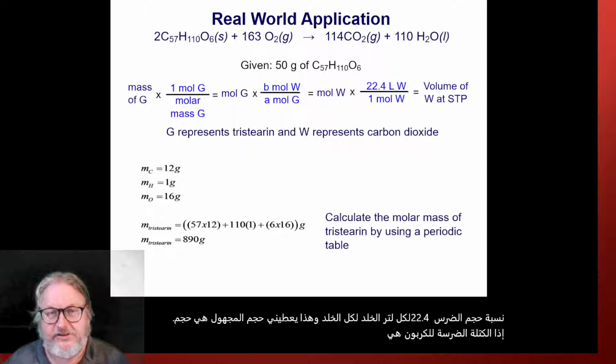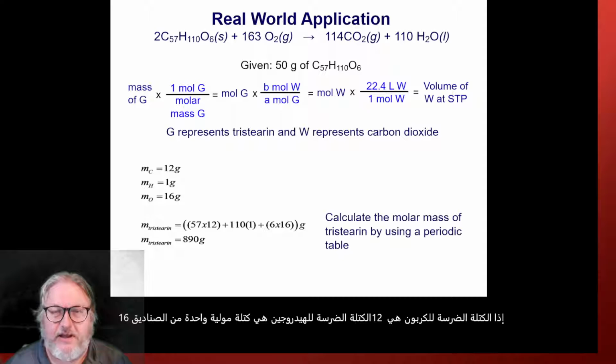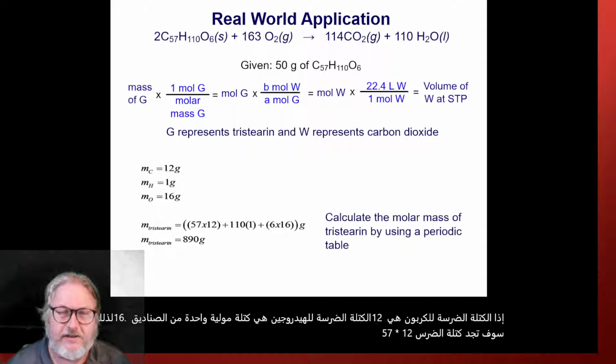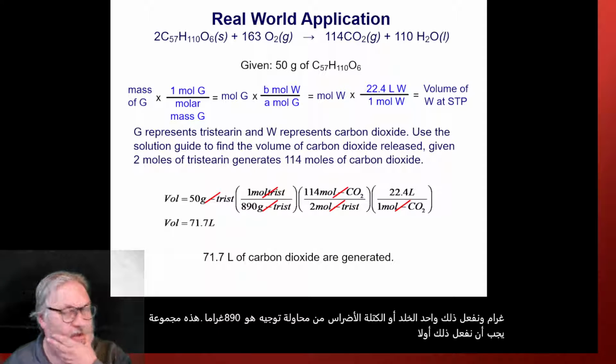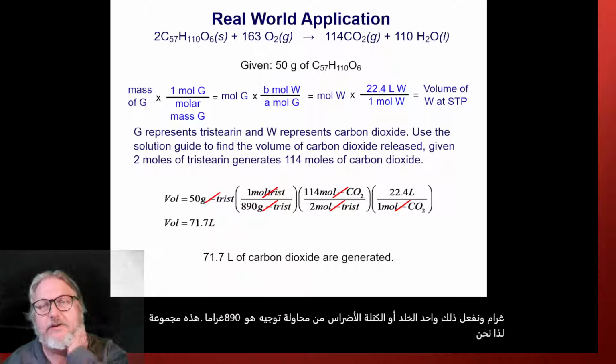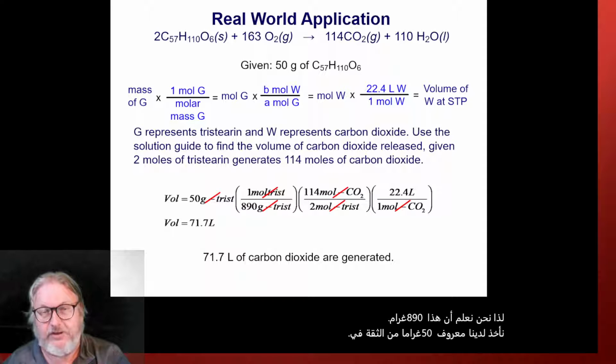So the molar mass of carbon is 12, the molar mass of hydrogen is 1, the molar mass of oxygen is 16. So I find the molar mass, 57 times 12 plus 110 times 1 plus 6 times 16 grams, and I do it. So the molar mass of tristyrene is 890 grams. That's a bunch. We got to do that first. So we know that's 890 grams. So to get the volume of carbon dioxide, we take our known 50 grams of tristyrene, multiply by the molar mass ratio, 1 over 890.